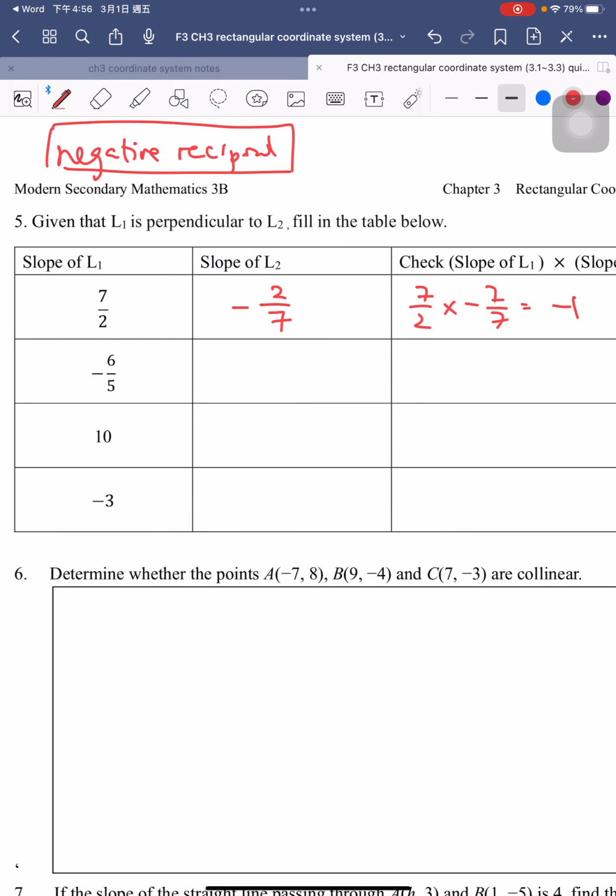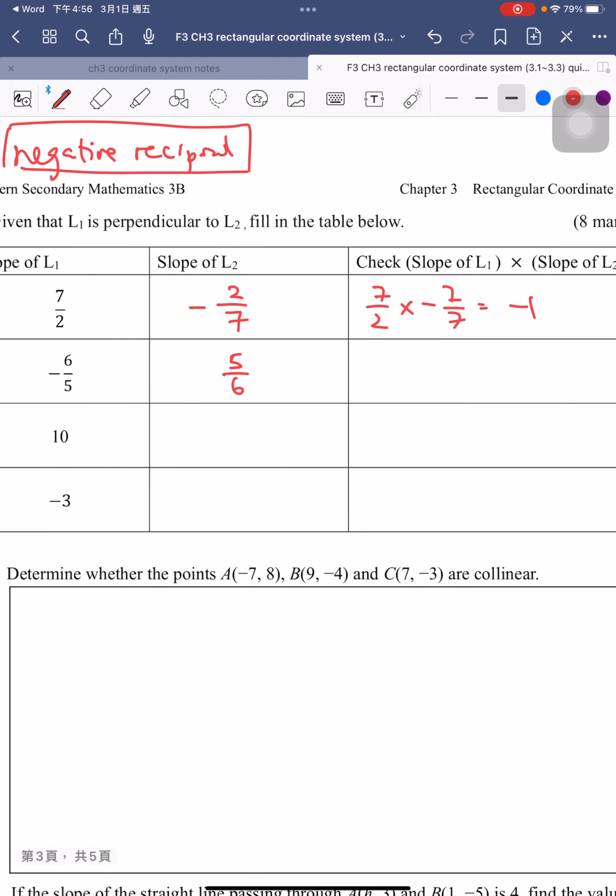And so for this one, it's still doing a similar thing. So we swap upside down the numerator and the denominator. So we have this equal to 5 over 6. But originally, we already have a negative. So the negative of the negative is just equal to positive. So we don't need to write any sign here. And then we check for the answers. This cancels out for the 6 and cancels out for the 5. So it's still equal to negative 1.